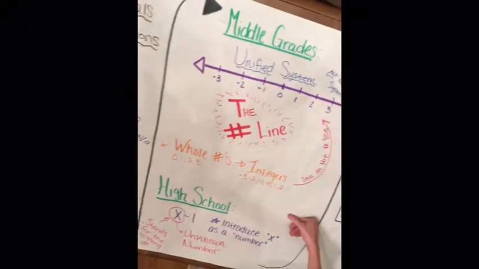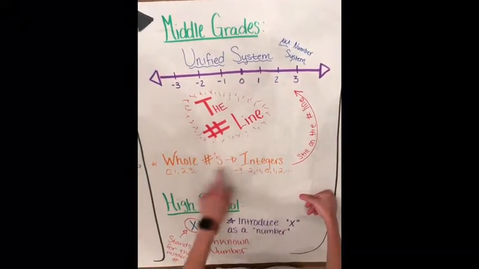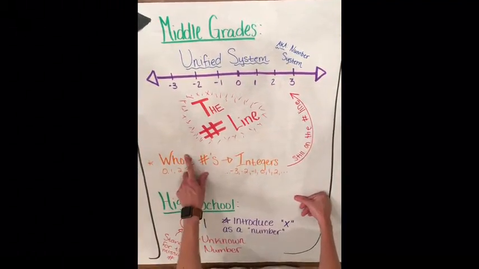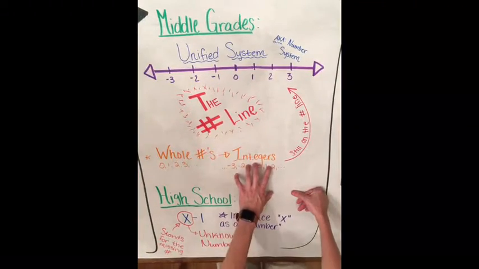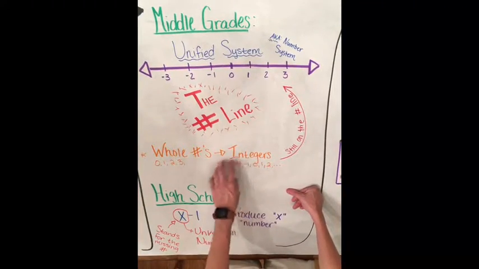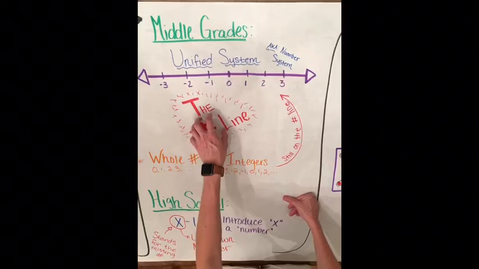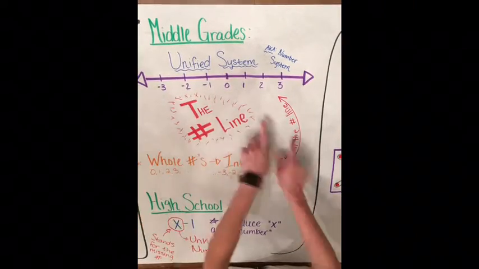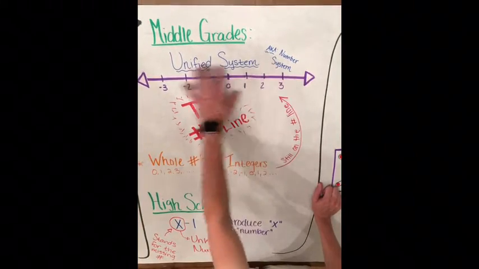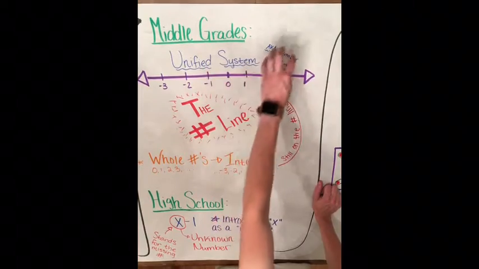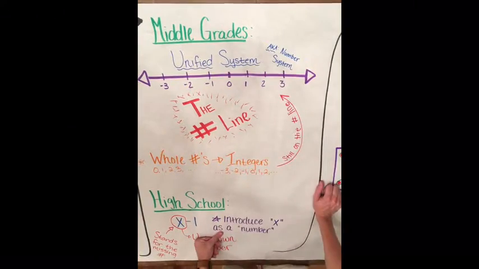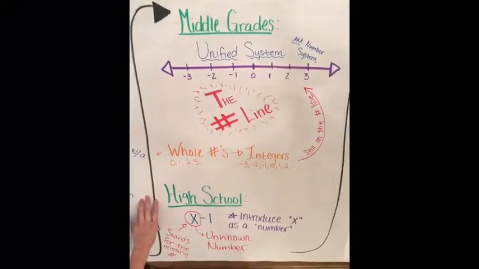We take this foundation from elementary school, and we went from whole numbers in elementary school to now we're looking at integers, which involve all of our negative numbers. And we're going to look at how they still work with the number line, how it grows in both directions now, and how this whole thing is one big unified system, also known as the number system. Now we're moving into high school.